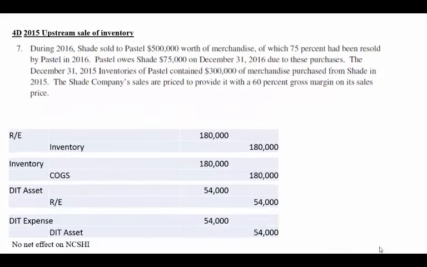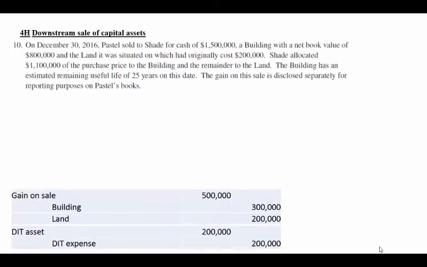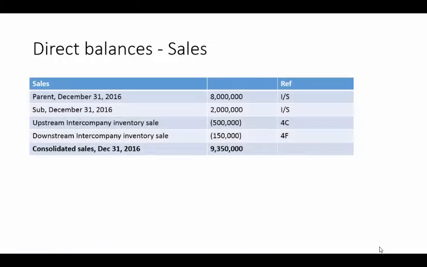We keep going. Next time we saw sales was in 4F, our 2016 downstream sale of inventory. So same idea, it's a current year intercompany transaction, and we need to eliminate those sales that would have been recorded on the books. Continuing through our entries, there are no other balances that affect sales, so here's our final calculation.